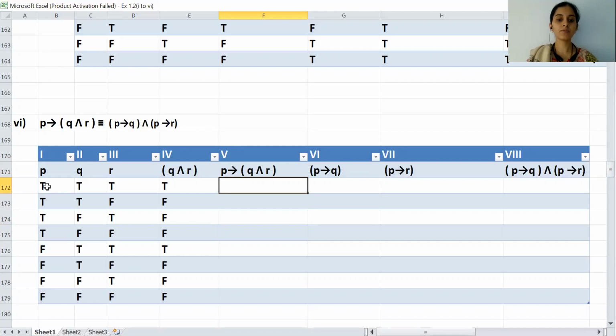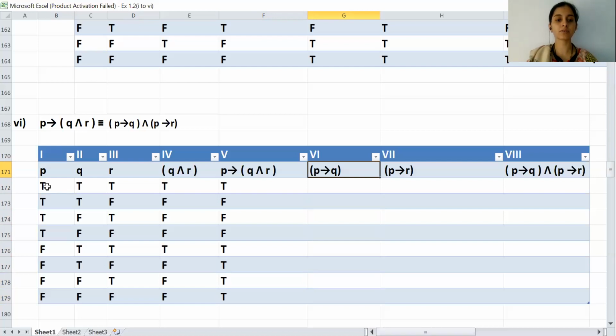Then the fifth column is the entire left hand side, that is P implies (Q and R). So 1 implies 4. I will read through: T implies T, true. T implies F, false. T implies F, false. T implies F, false. F implies T, true. F implies F, true. F implies F, true. And F implies F, true.